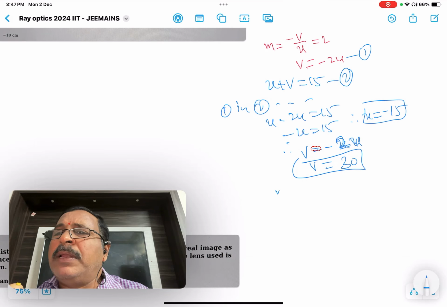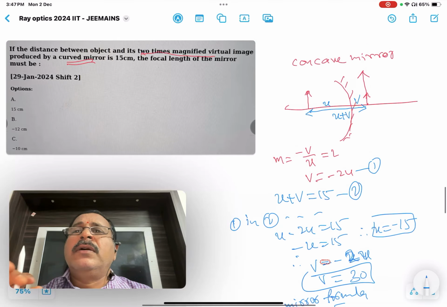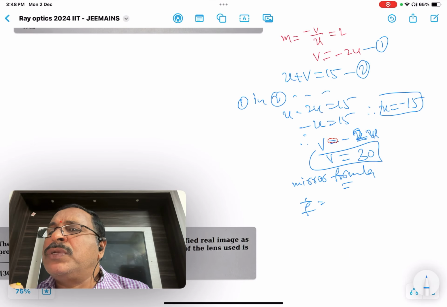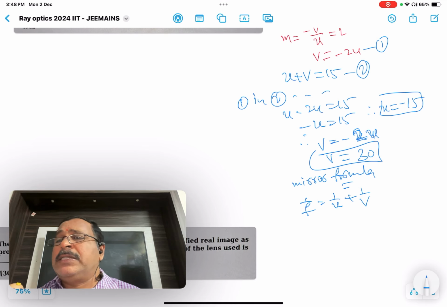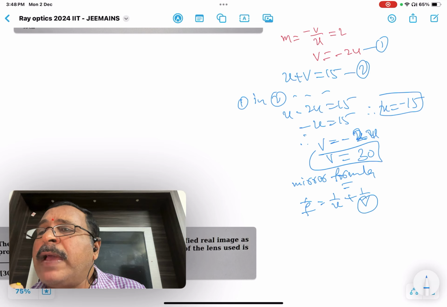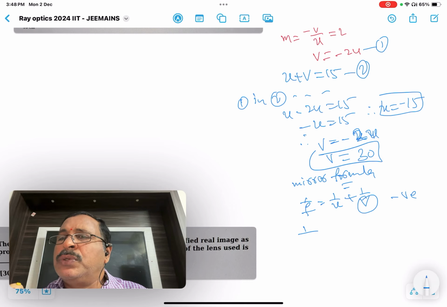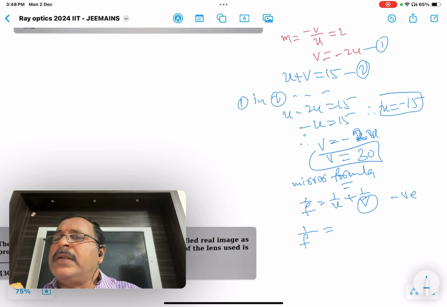Then you select the mirror formula again. Mirror formula. So what is he asking here? Focal length of the mirror. Okay. Focal length of the mirror, 1 by f equals 1 by u plus 1 by v. General formula it is. But by sign convention, it is a virtual image. That's why it is minus. So this value is negative, right? Concave mirror. So 1 by f, if we are going to find.